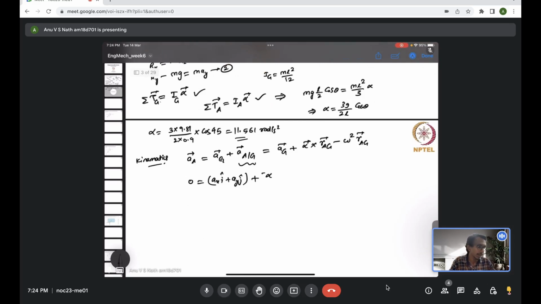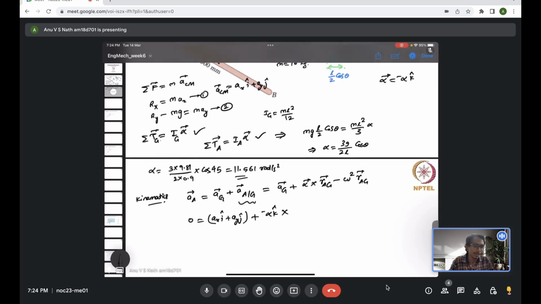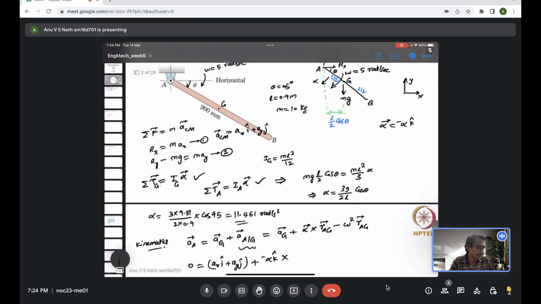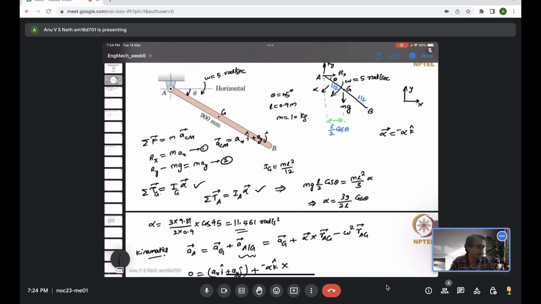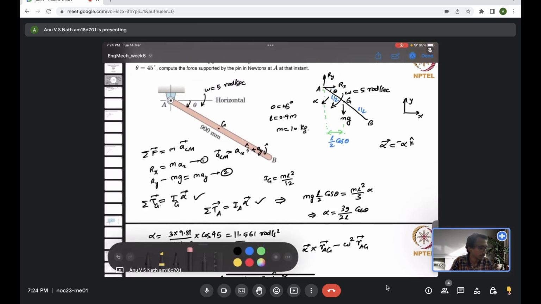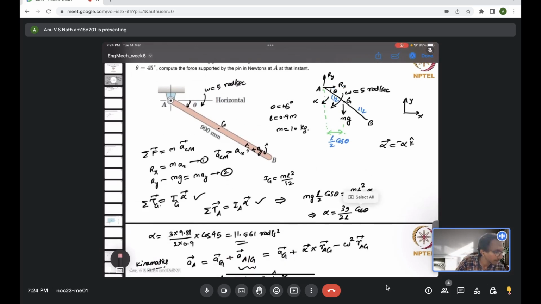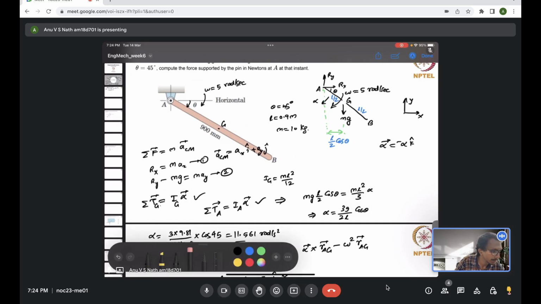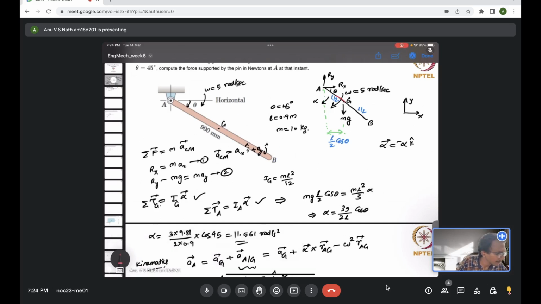So this will be minus alpha k vector, that is the alpha vector, cross the r_AG vector, which is the position vector of the point A measured from G. Now let me show that vector, which is from G. You can see this is the vector I want. This is the r_AG vector.